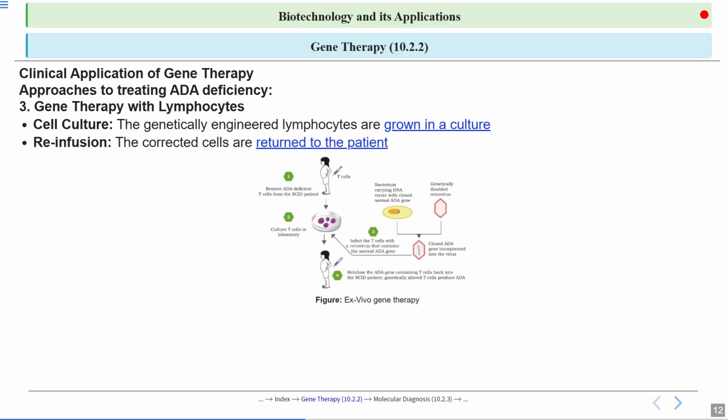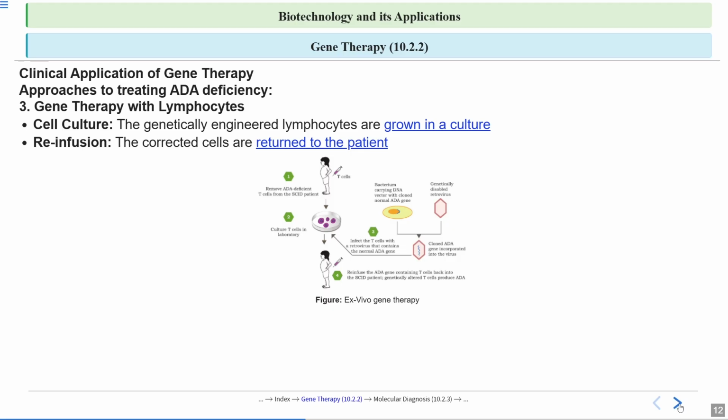Now they are producing the ADA enzyme. So these transformed, ADA-producing lymphocytes are reinfused into the patient, and now the patient is able to produce the ADA enzyme. Okay, and now this patient has genetically altered lymphocytes which produce the ADA enzyme. So this is the whole gene therapy.